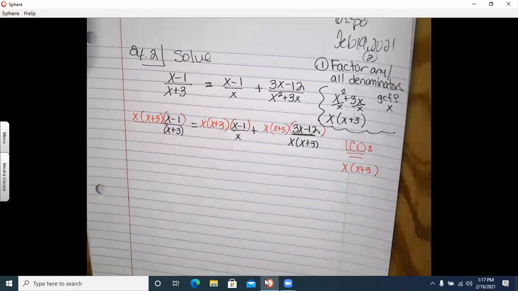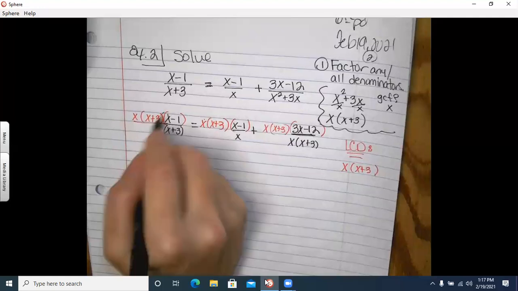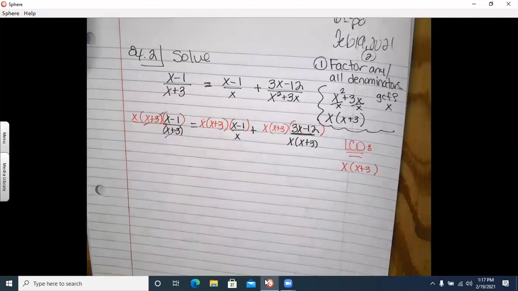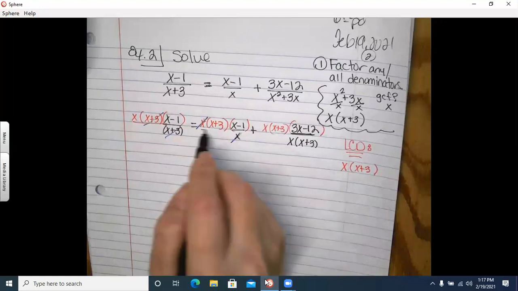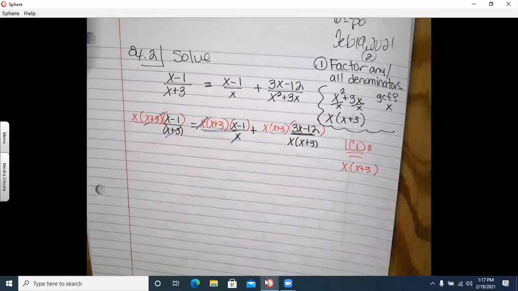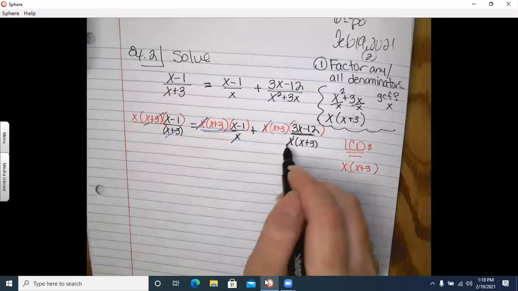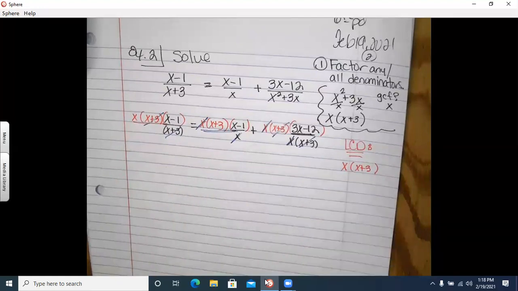In my first fraction, do I have any factors that will cancel? x plus 3 divided by x plus 3 is 1. In the second fraction, is there anything that will cancel? x divided by x is 1. That's one big fraction. In my last fraction, x and x plus 3. We like that. Am I left with anything in the denominator besides a 1?